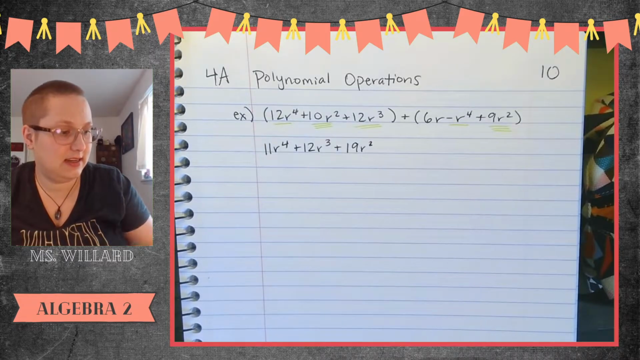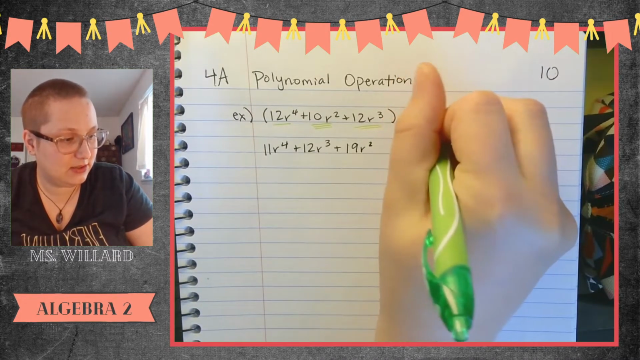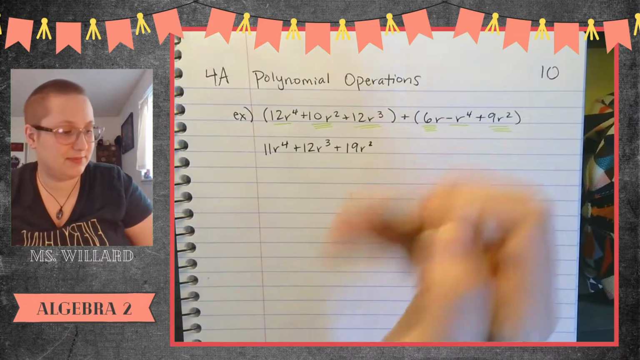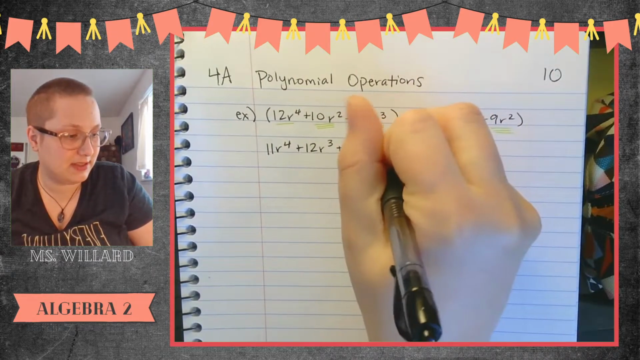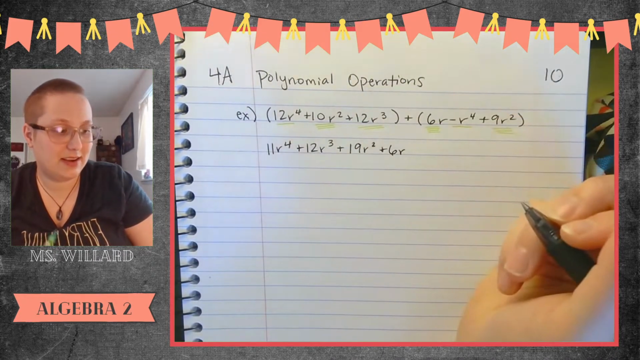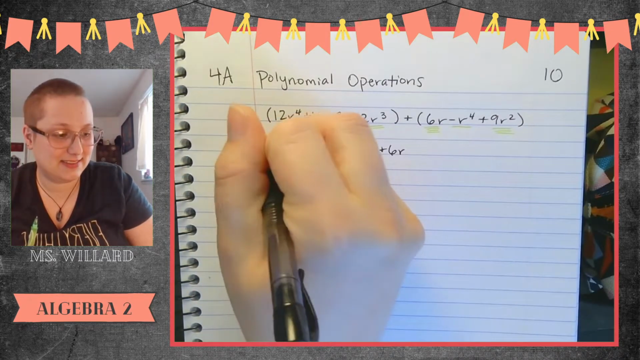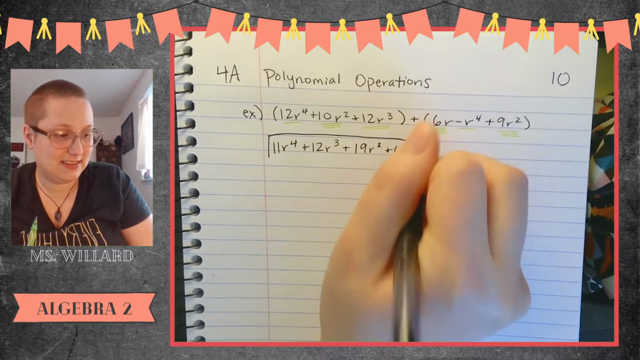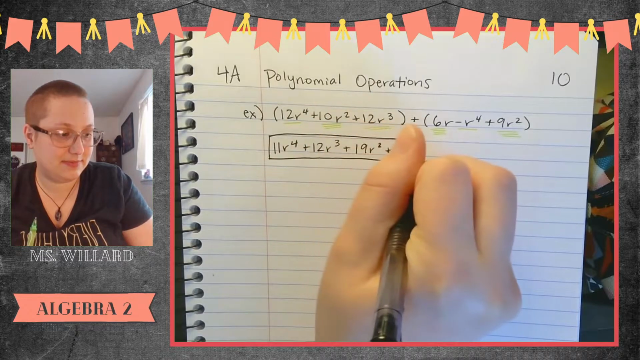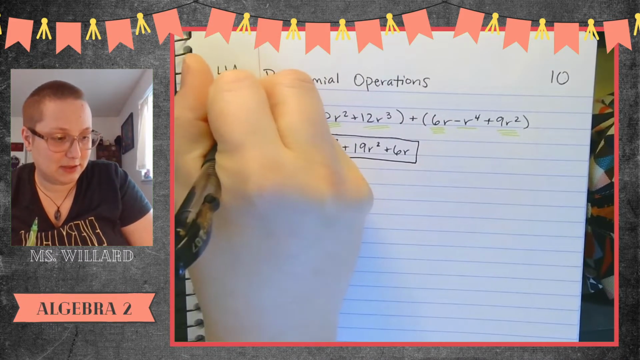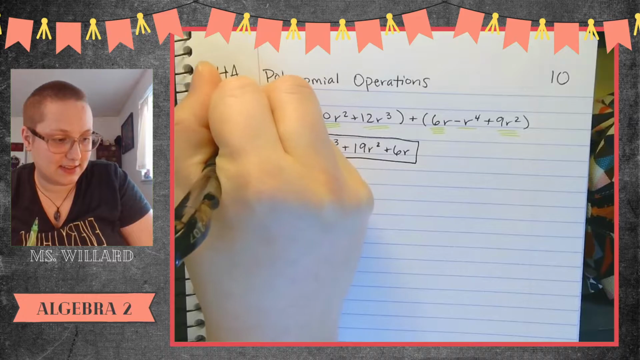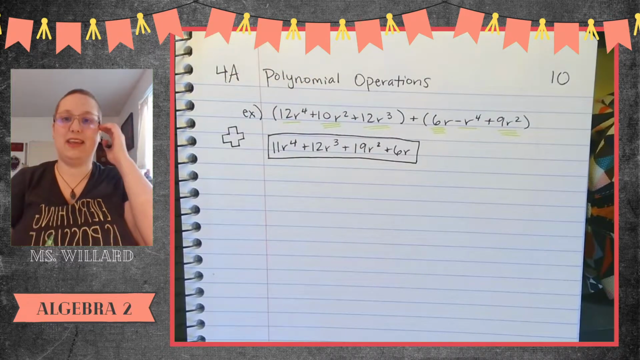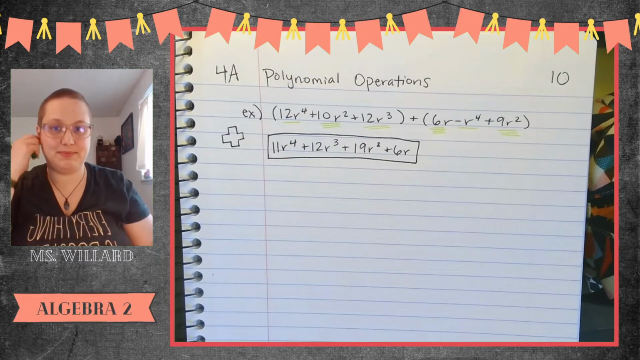And then r, only one of those. There's no thing in front of it, so it's just plus 6r. And there's no other number. That's the end. I added polynomials. I'll do a big old plus over here, just for funsies. So adding, we just combine like terms.